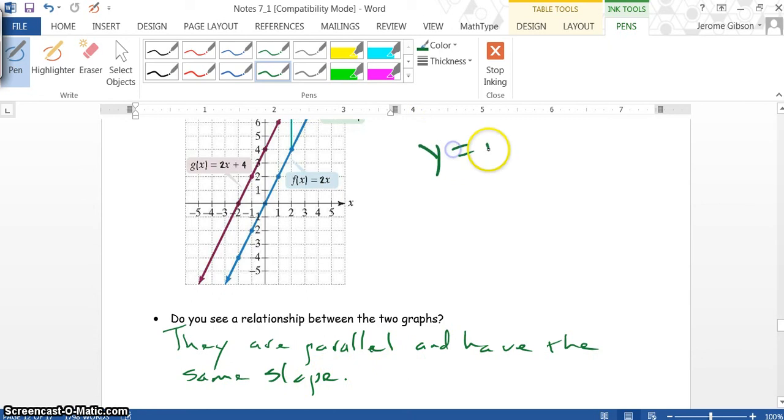Remember this, y equals mx plus b. F of x, g of x, and all of x's with a function represents y. So the number in front of x is your slope. Remember from Math 20, if your slope is the same, then your lines are parallel. And this is the relationship between the two graphs.